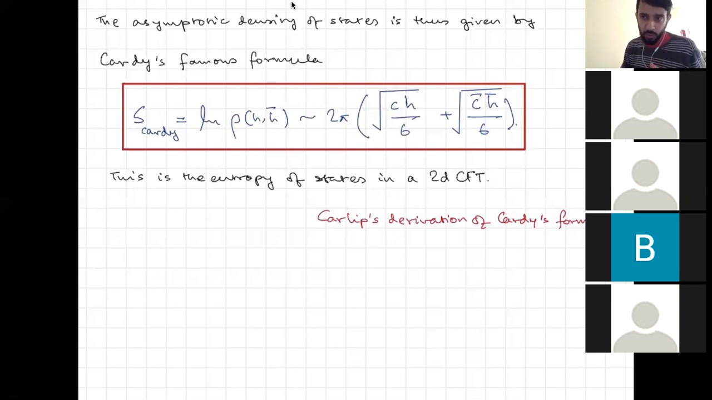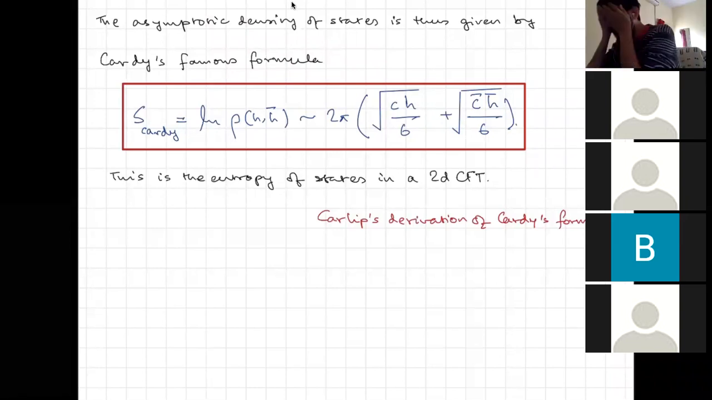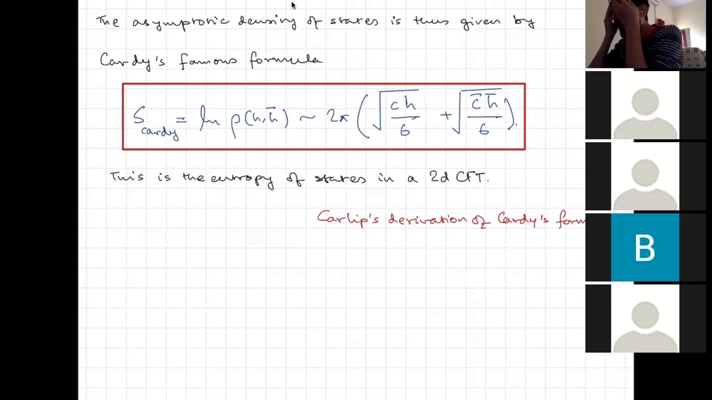Does that answer what you're saying? Yeah. Okay. So this formula gives the entropy of the primaries only, right? That's another good thing actually. The answer is no. The answer is no. But again, this is something that I could go into in much greater detail.